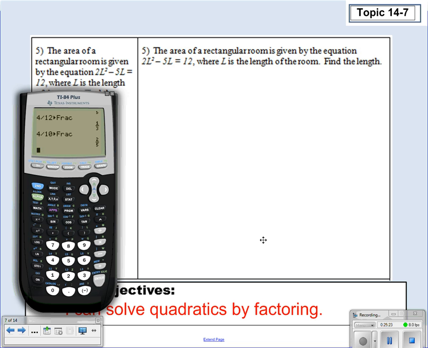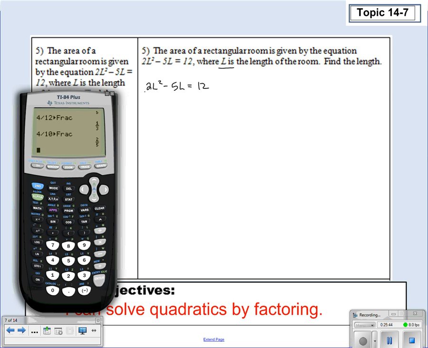Our last problem, again, is a word problem. So remember, with word problems you have to remember to answer the question. They're giving us the equation of the area of a rectangular room and asking us to find L. So again, we're solving for that variable. So the first step is we need to get this equation set equal to 0.